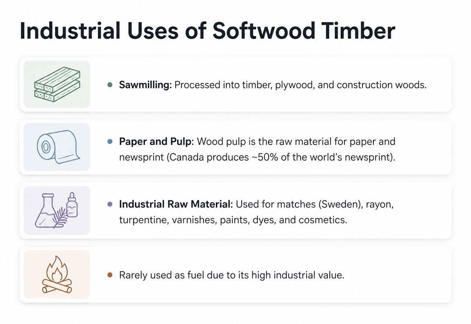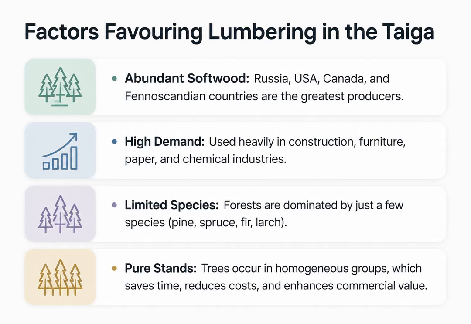While the US is a leader in paper, Canada alone accounts for almost half of the world's total annual newsprint production. Softwood is also used to make matches, particularly in Sweden, and its byproducts yield chemicals like rayon, turpentine, varnishes, and dyes. Because its industrial applications are so valuable, very little softwood is wasted by burning it as fuel. Several factors make lumbering highly successful in the taiga.